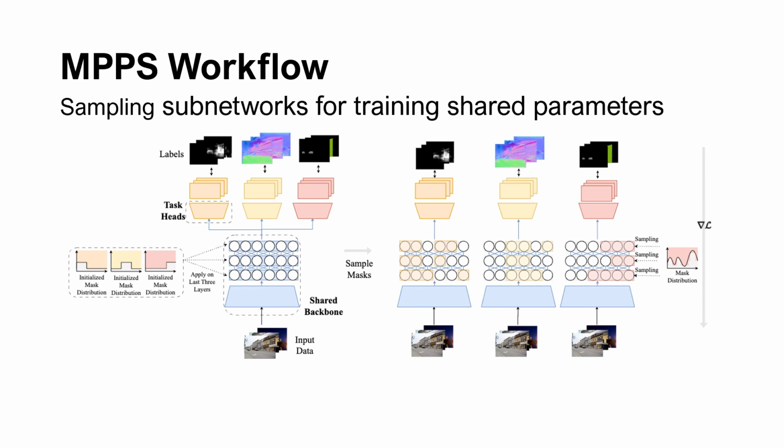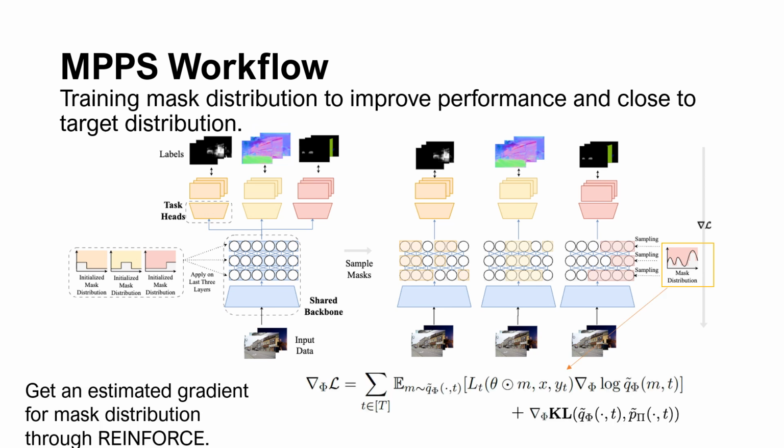MPPS is an iterative method. We first initialize the mask distribution with the highest EC value on a part of shared backbone, then sample masks from the mask distribution for each task to build subnetworks, and do forward propagation and back propagation on these subnetworks to update the shared parameters. We use the REINFORCE trick to estimate the gradient for updating the parameters of the mask distribution with a KL divergence term to encourage the current mask distribution to be close to a predefined target distribution.